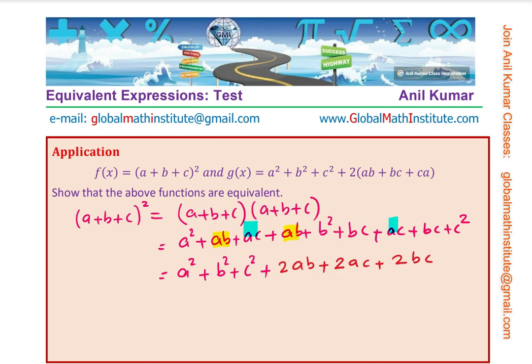So we get our formula, right? So it is a square plus b square plus c square, and we can take 2 common and rewrite as given in the expression. Makes sense? So these are equivalent expressions, correct? These are actually equivalent expressions.